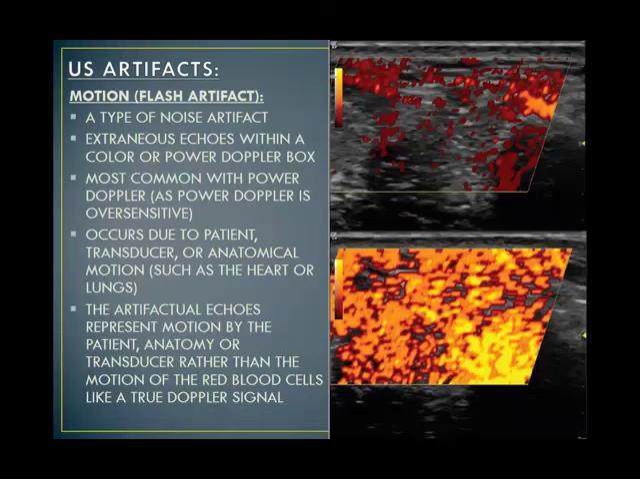This we see a lot in breast imaging. This is motion or flash artifact. It's a type of noise artifact. And this is extra echoes within a color or a power Doppler box. We mostly see it with power Doppler because it's very motion sensitive. And this occurs when the patient, the transducer, or the anatomy is moving, such as the heart or the lungs. Instead of just getting your Doppler signal, you start getting all these extra echoes within the box.